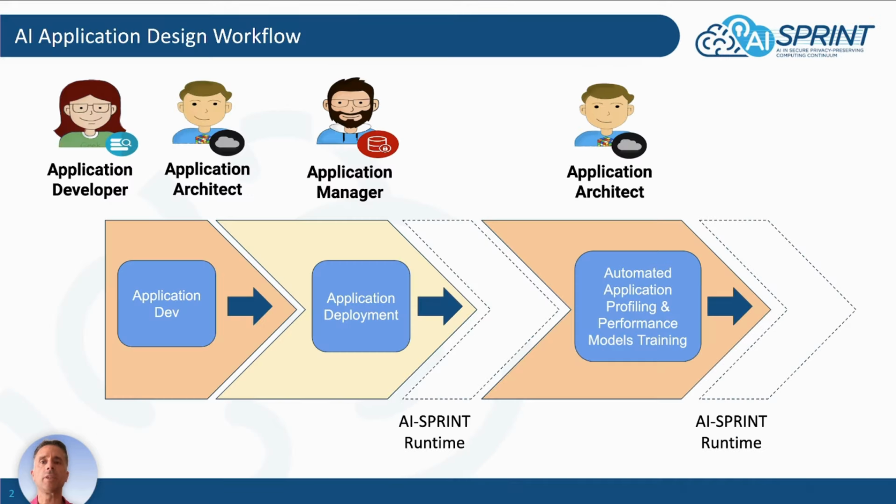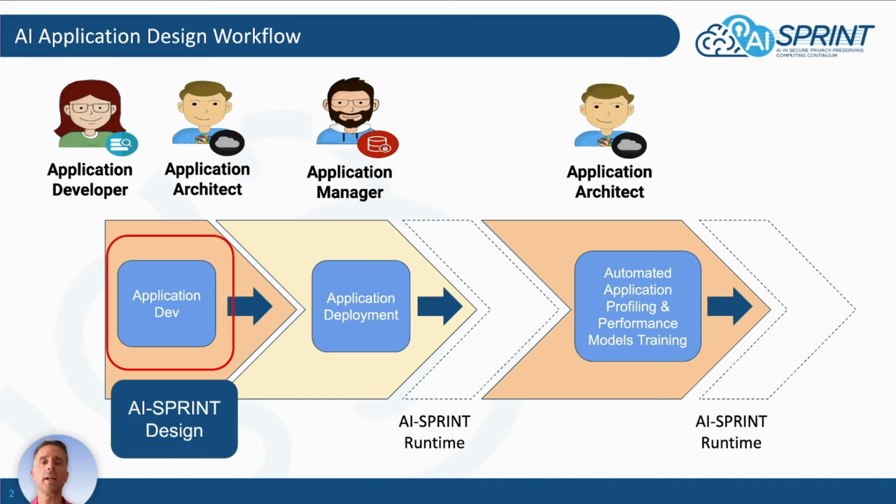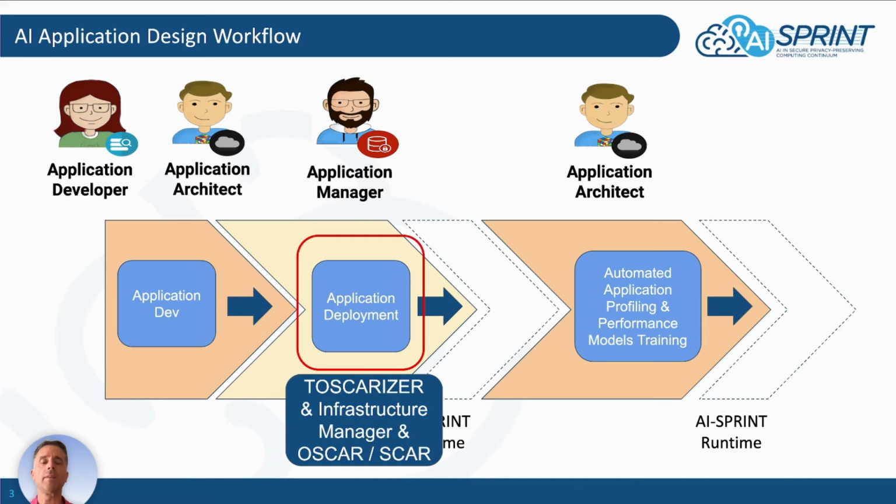The AI application design workflow starts with the application development using the AI Sprint design. Then we have the application deployment, and for this the Toscanizer tool creates the corresponding Tosca templates to describe the cloud application infrastructure on which the AI inference services are going to be deployed on top. And we're going to use the OSCAR and the SCAR framework to run the AI applications along the computing continuum. In this particular video, I'm going to focus on the OSCAR framework.